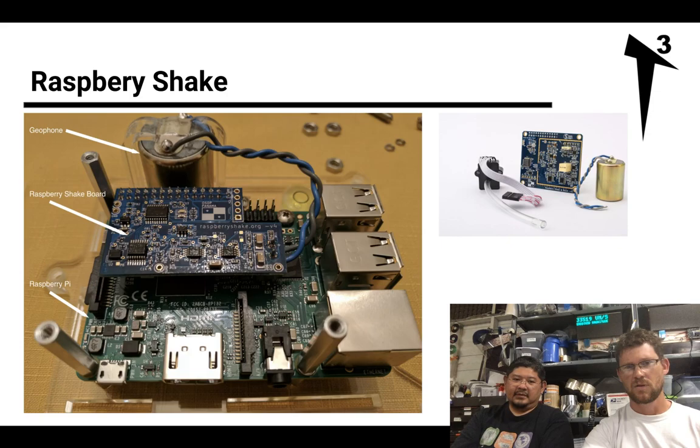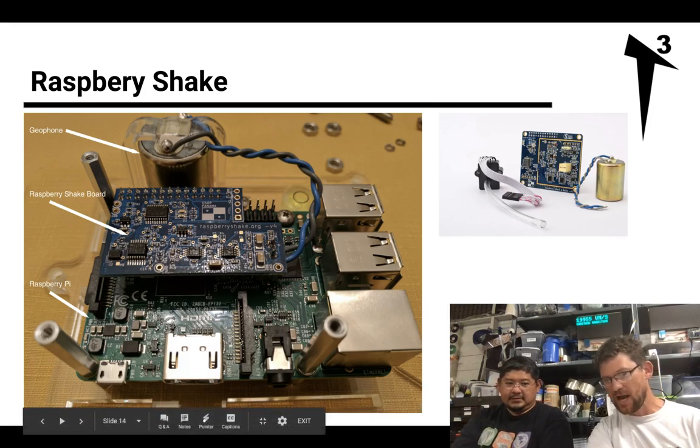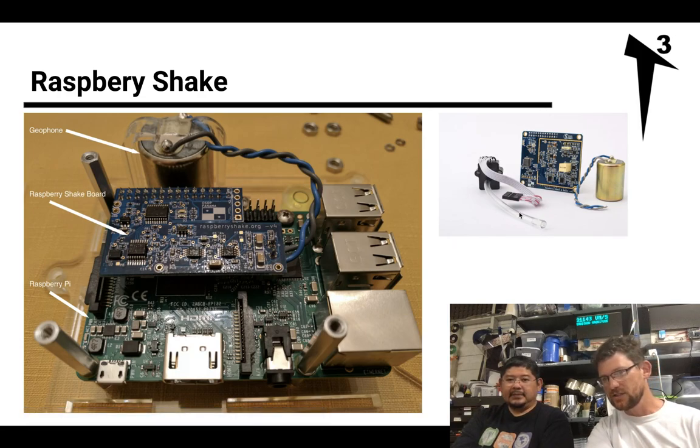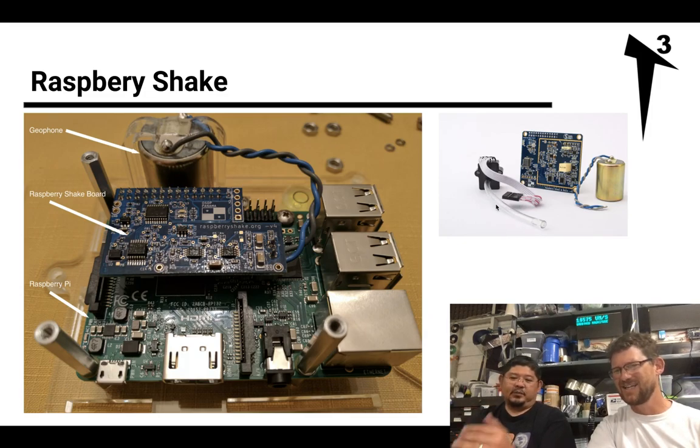Cool. Here's a model with an actual Shake attached to it, with a Raspberry Pi attached to it at the bottom. We use Raspberry Pis in here a lot. This one over here is a different model they have. What is this thing? Does anybody know? It's a Boom. So it's an infrasound, a pressure sensor.